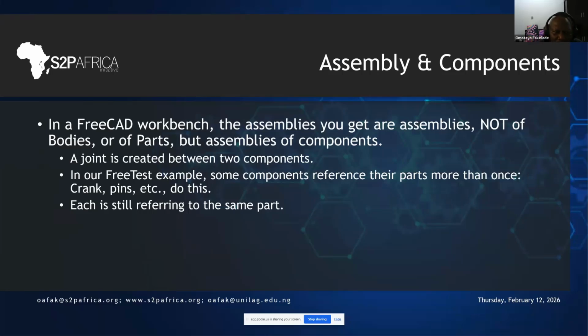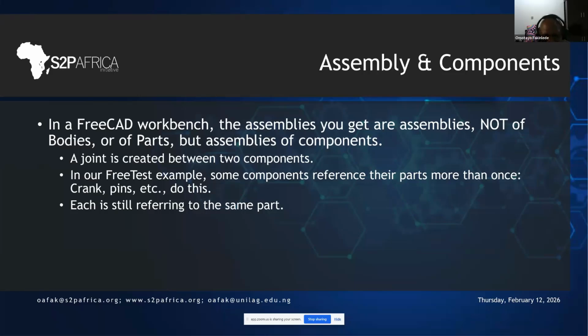Assembly and components. In the FreeCAD workbench, the assemblies you get are not assemblies of bodies. And I cannot overemphasize this. You are not assembling bodies. You cannot assemble bodies. You cannot assemble parts. In your assembly workbench, you must bring the parts in as components. And the components are simply references to the parts which contain the bodies. A joint is created between two components.